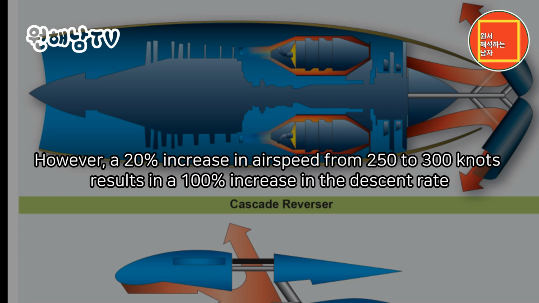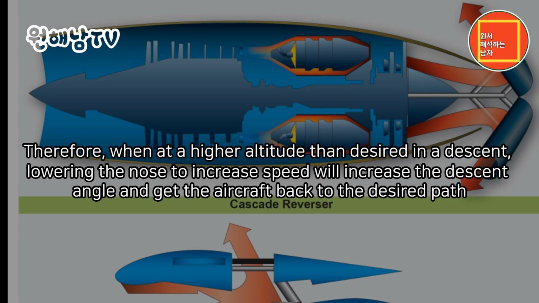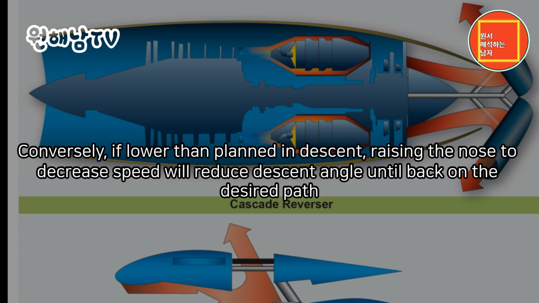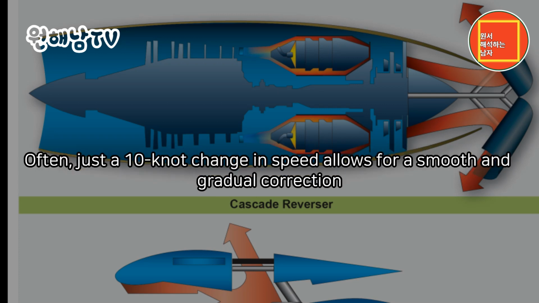However, a 20% increase in airspeed from 250 to 300 knots results in a 100% increase in the descent rate. Therefore, when at a higher altitude than desired in a descent, lowering the nose to increase speed will increase the descent angle and get the aircraft back to the desired path. Conversely, if lower than planned in descent, raising the nose to decrease speed will reduce descent angle until back on the desired path. Often, just a 10-knot change in speed allows for a smooth and gradual correction.